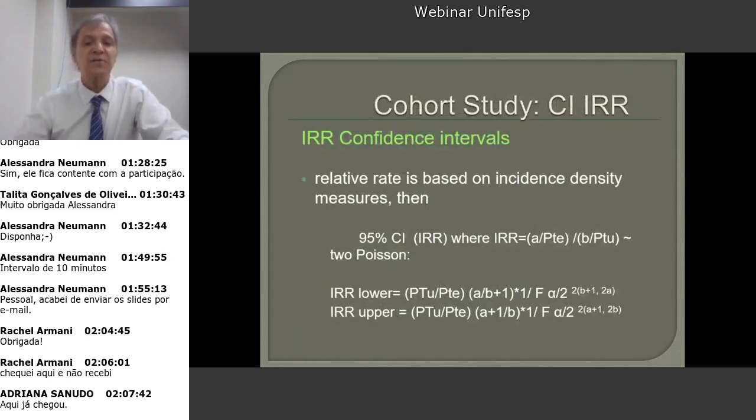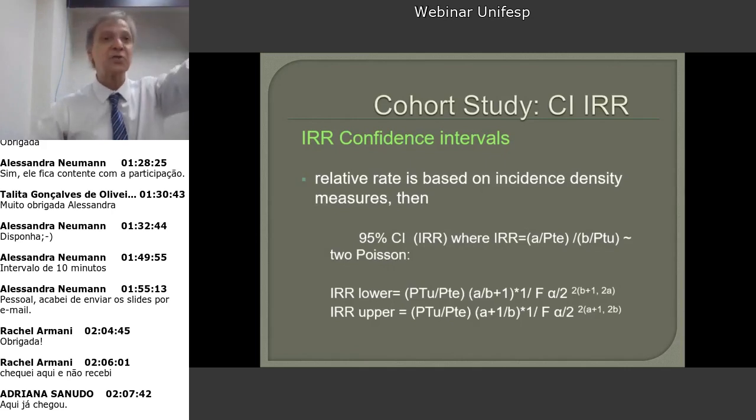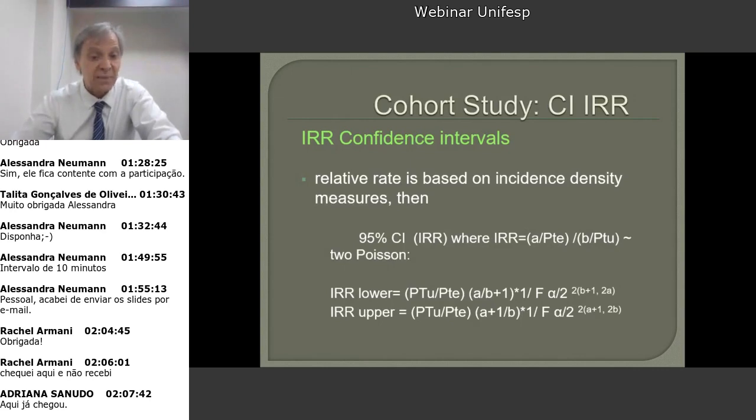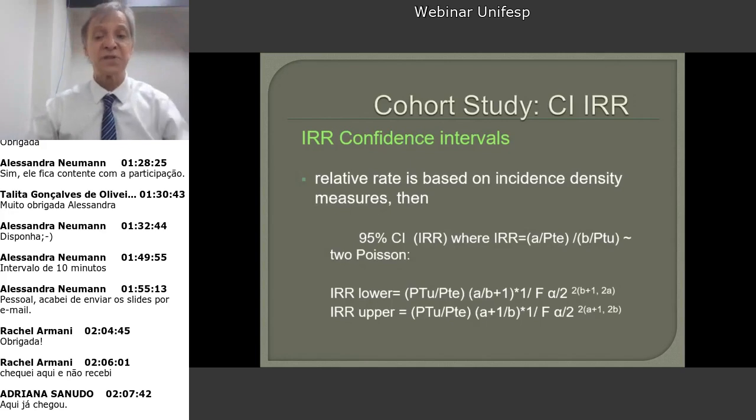There's another formula for the incidence rate ratio, which is based on the straight definition of the thing, but it's a little bit more complicated. You need to look at the F statistic with alpha over 2, which is 0.025 at each end of the F distribution, and 2(B+1), 2A. This is straight from the 2 by 2 table, A, B, PT1, PT2, and PT, okay? So that's another way to do it, and you can find it in the F statistic table, and you can calculate the lower and upper confidence interval. So I'm giving you already 4 formulas for confidence intervals.